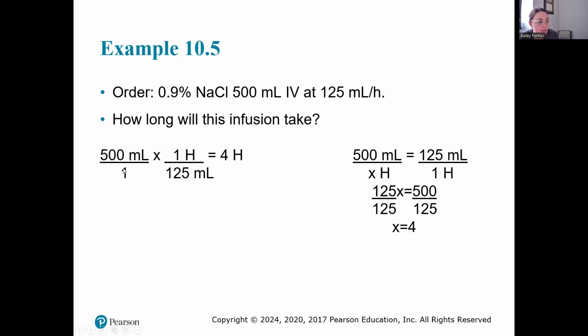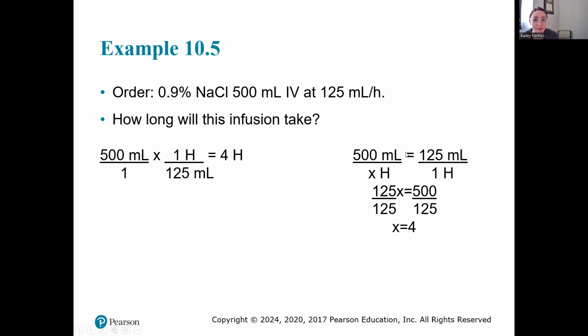I multiply across, and then divide, and that equals 4. So 500 divided by 125. I just divided the two, and then I set it up like this to show you. Or you can just say 125 plus 125 plus 125, keep going until you figure out how many equal 500. The other way to do this is the ratio and proportion.